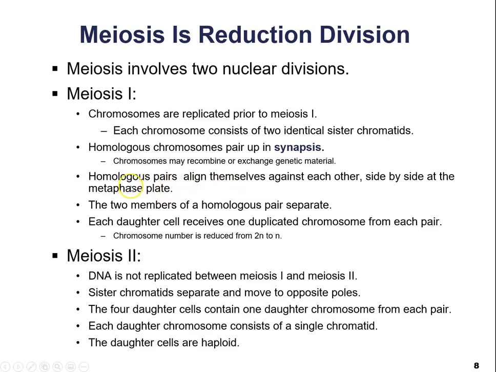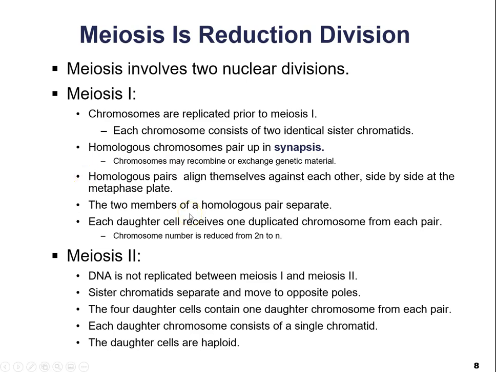So that's what this is saying. So that will happen, right? The exchange of genetic information. Then those homologous pairs will align themselves at the metaphase plate, okay? And then during meiosis 1, the homologous pairs will separate, okay?